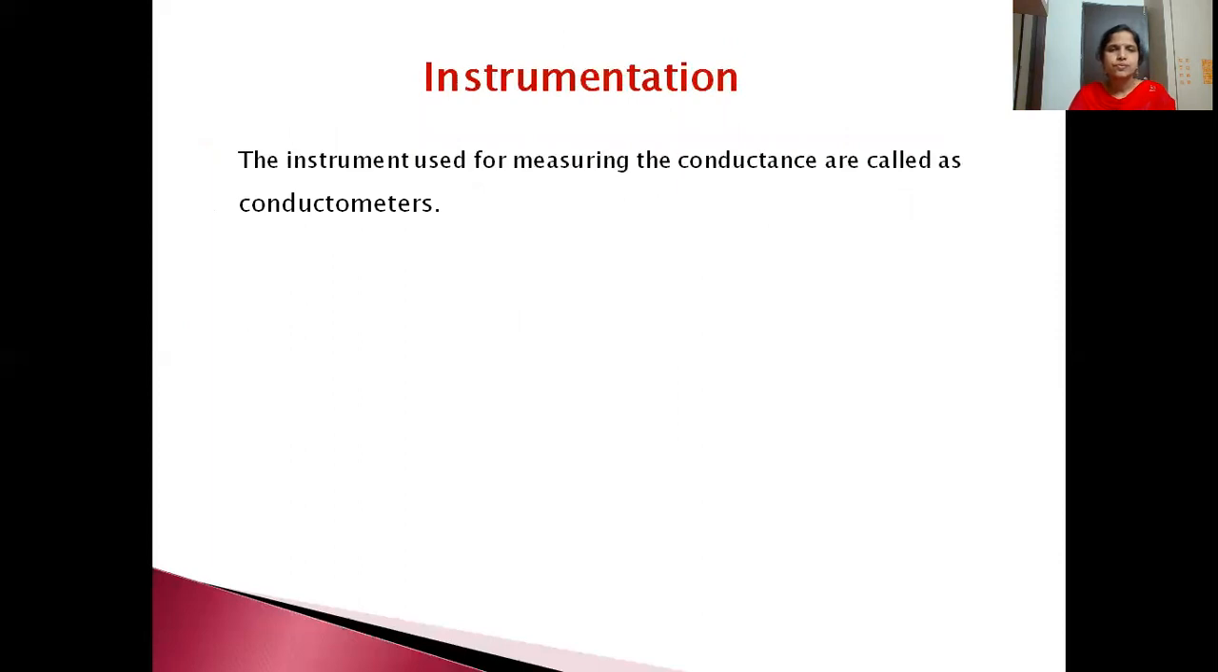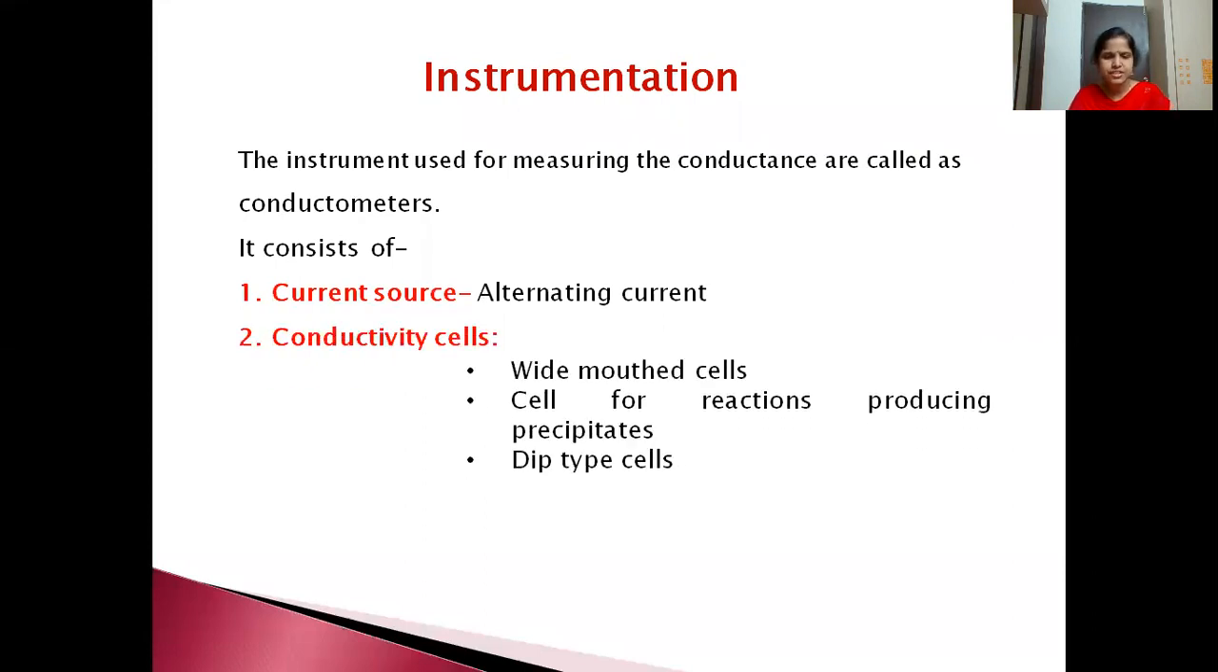Now we will discuss the instrumentation part. The instrument which is used to measure conductance is called a conductometer. It consists of the current source, the conductivity cell, and the electrodes. The current source, generally, will be an alternating current.